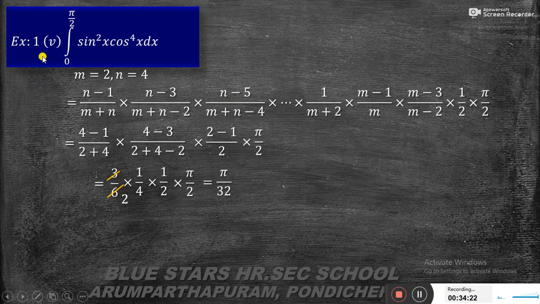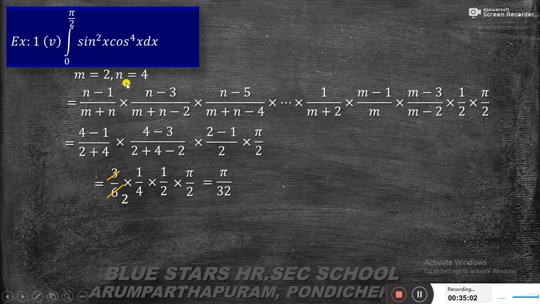So next, exercise problem. In exercise 9.6, first problem, fifth subdivision: integral 0 to pi by 2 sin square x cos power 4x dx. So here we take the general format, integral 0 to pi by 2 sin power mx cos power nx dx. Here m equal to 2, n equal to 4. So the formula is n minus 1 by m plus n into n minus 3 by m plus n minus 2, n minus 5 by m plus n minus 4, 1 by m plus 2 into m minus 1 by m into m minus 3 by m minus 2 into 1 by 2 into pi by 2.